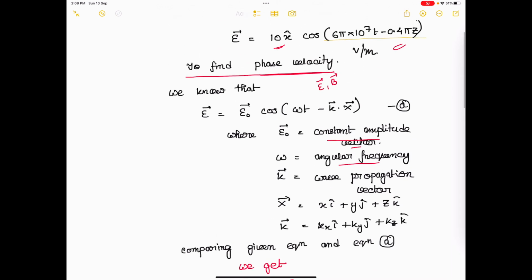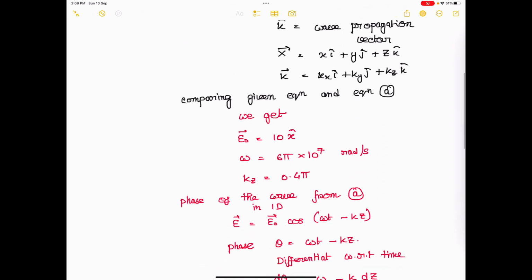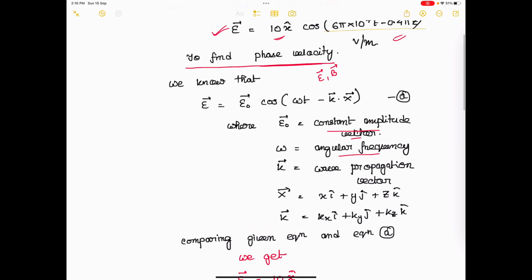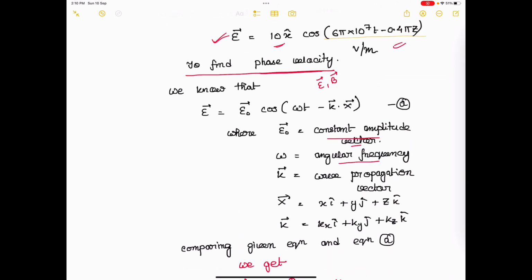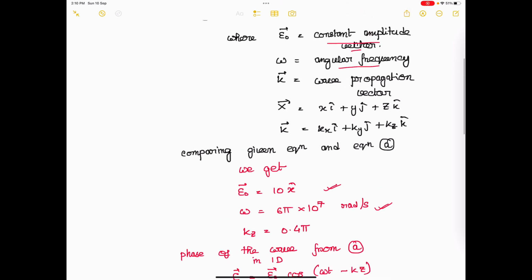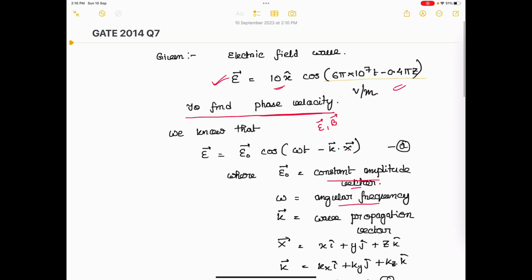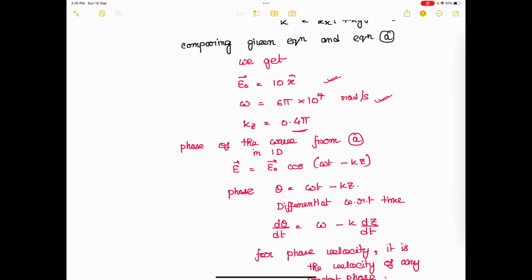Now comparing this equation with whatever is given to us, we can write that E naught will be equal to 10 x cap. Why? Because this is E naught and this is 10 x cap, the constant amplitude vector. Omega is 6 pi into 10 to the power 7 radians per second, the SI unit of angular frequency. And kz is 0.4 pi. Why kz? Because the general form is kx x plus ky y plus kz z, and it is only given in terms of z. So comparing, we get only the kz part, which becomes 0.4 pi.